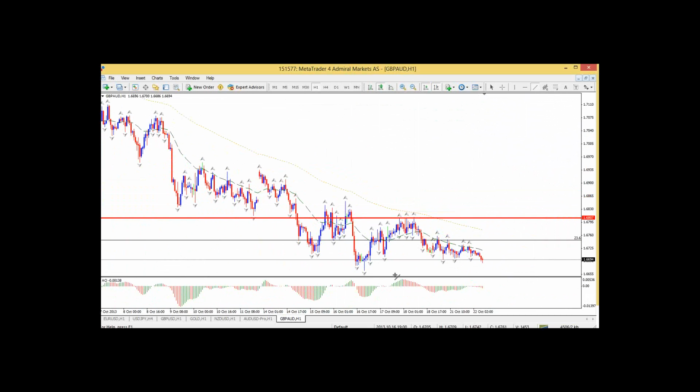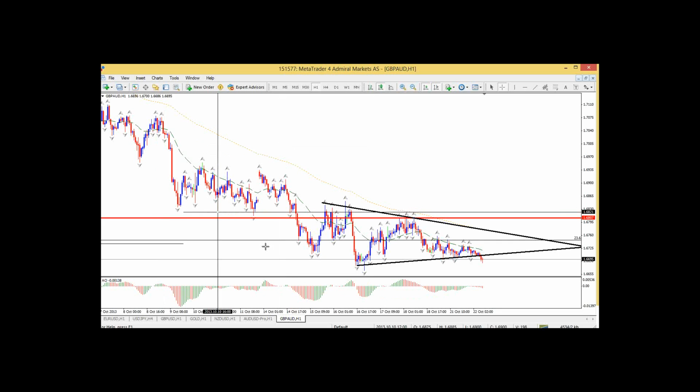Otherwise, it's definitely looking like a triangle, and we broke that triangle. So maybe one more move down is possible. We just have to be very careful and realistic with the take profit. That's all. And it has everything to do with these double, triple or quadruple divergences on the 1 hour chart.